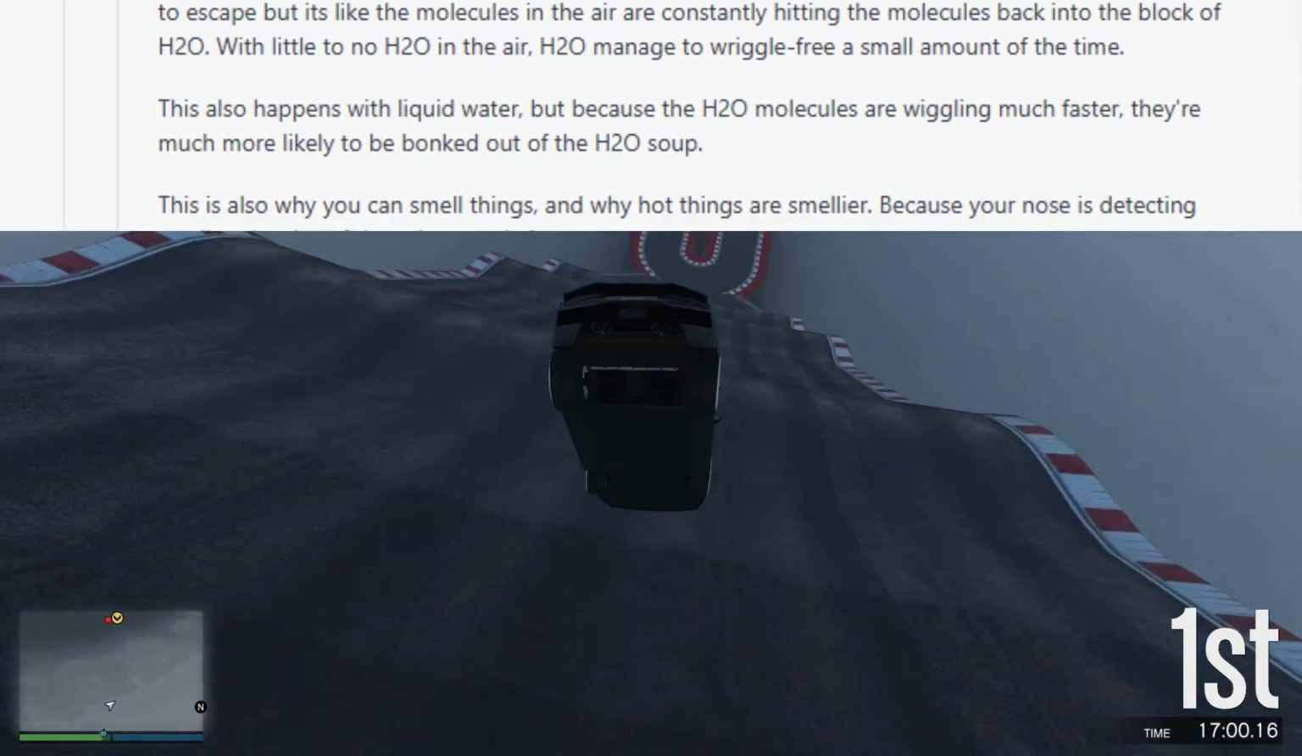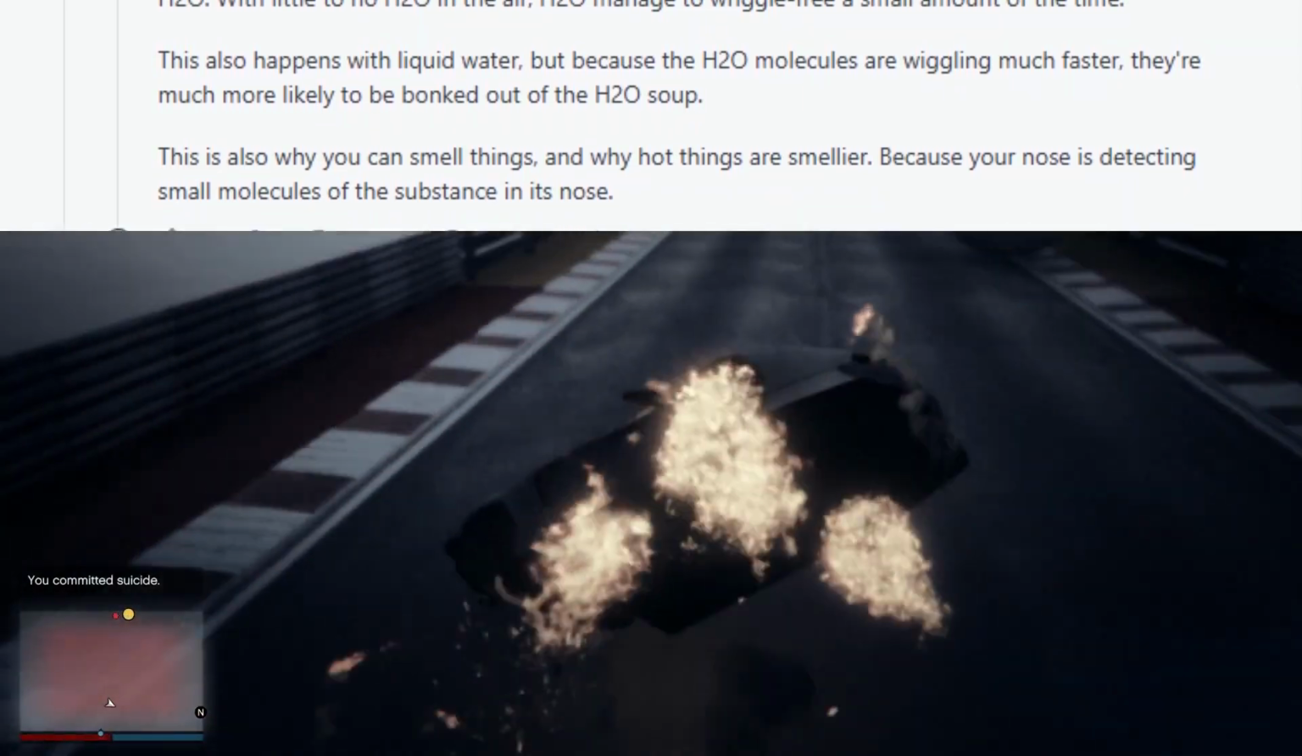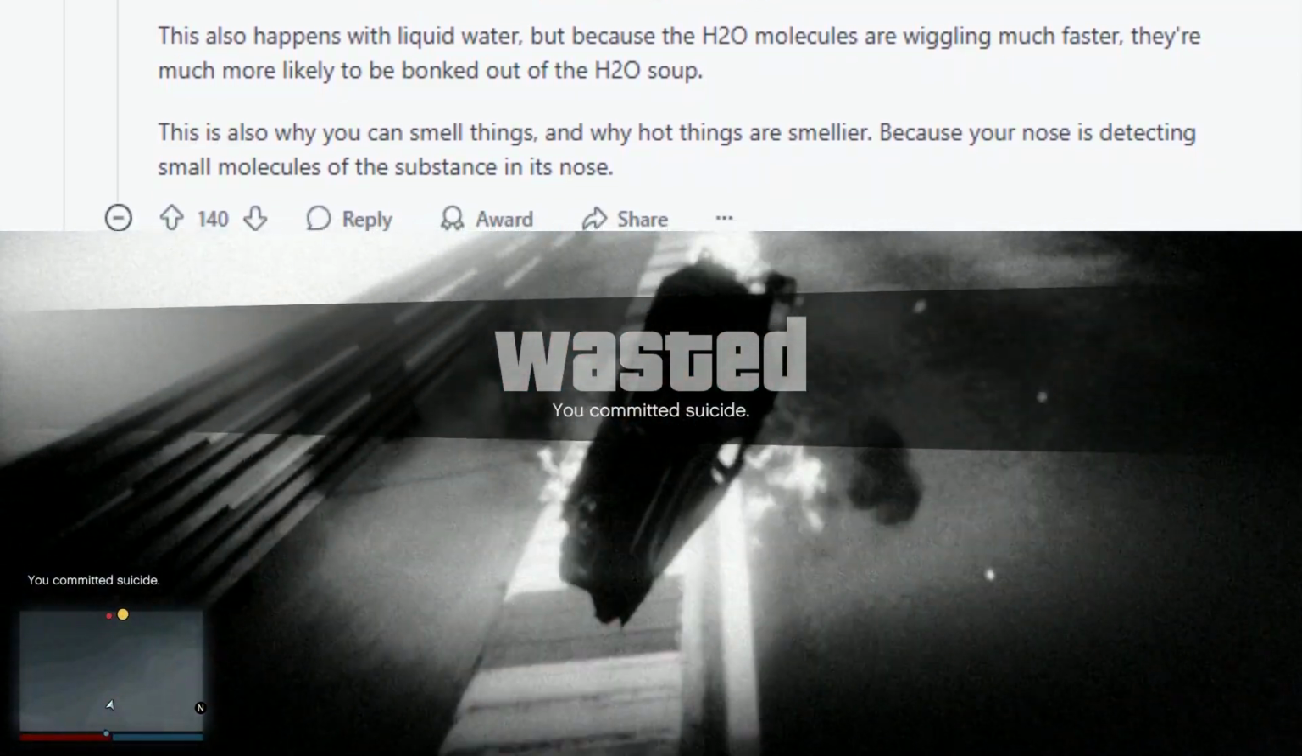This is also why you can smell things, and why hot things are smellier. Because your nose is detecting small molecules of the substance in its nose.